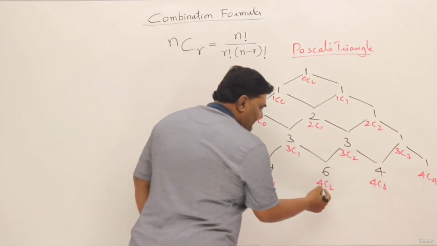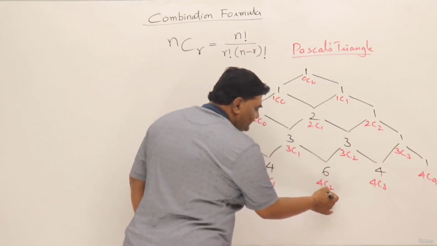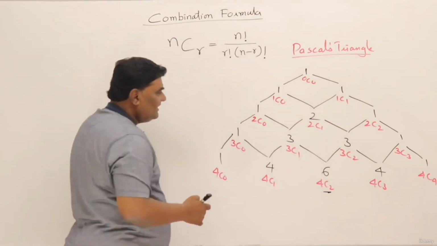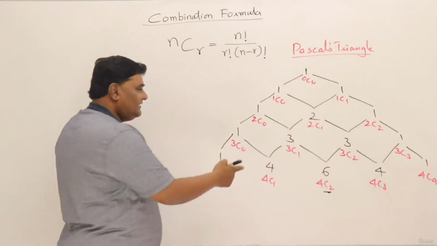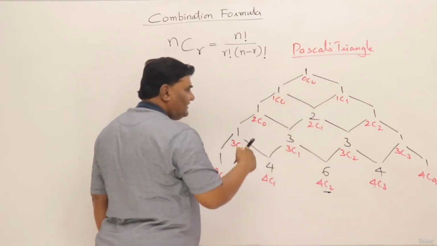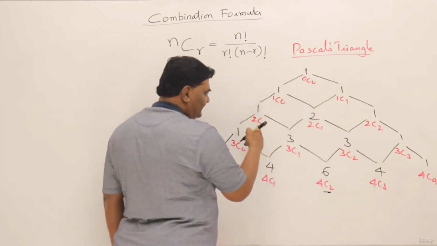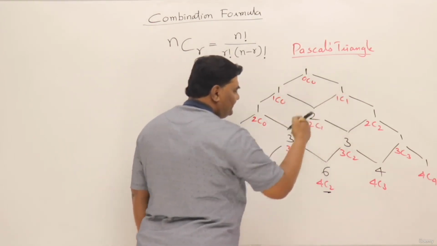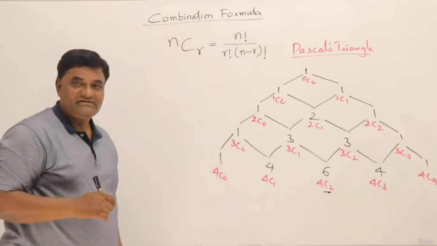See, any value, like example 4C2 is obtained by adding 3C1 and 3C2. And how that 3C1 is obtained? By adding 2C0 and 2C1. And how that 2C0 is obtained is a direct answer. 2C1 is obtained by adding 1C0 and 1C1. So it is recursive.